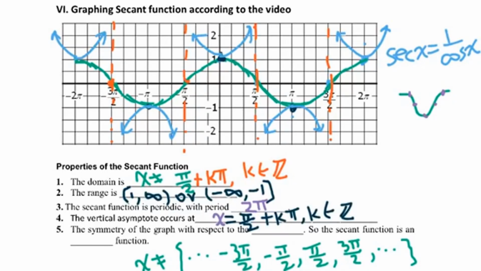For the symmetry, the graph will be reflected across the y-axis. So the secant function is an even function.